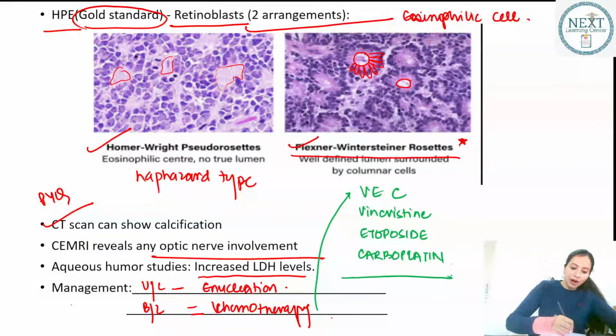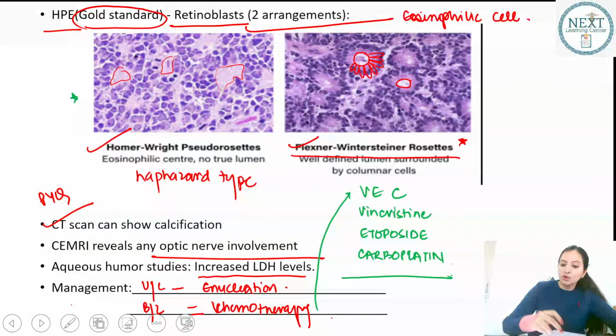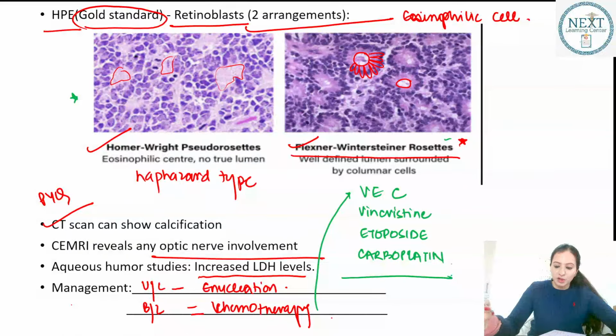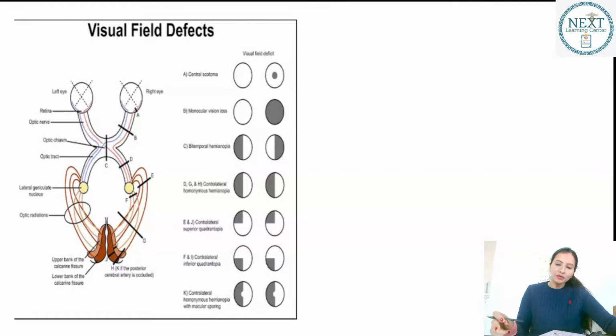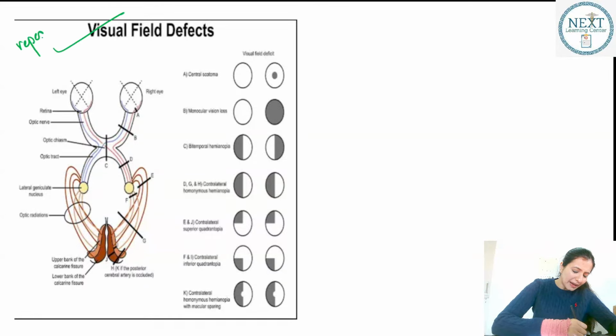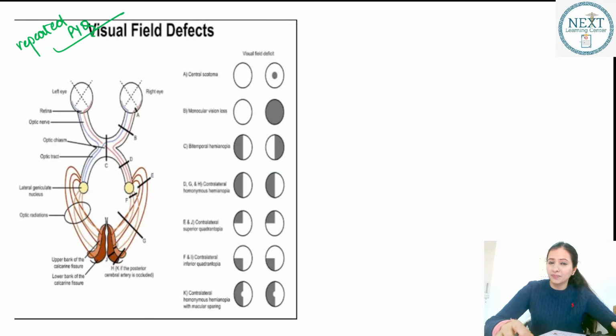You should also know how to identify which one is a pseudorosette and which one is a true rosette formation. Then moving on to visual field defects, a repeated topic almost every year in the exam. So just listen to it very carefully.